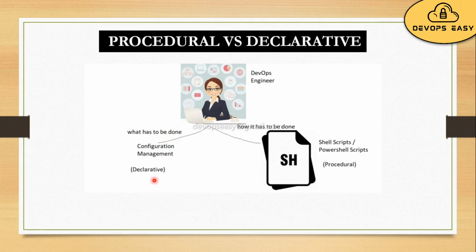That's the reason people are not using shell script. That's the reason people are using Ansible, because anyone can work on Ansible. For shell script, you need to be an expert to write it. But an Ansible playbook is very simple.